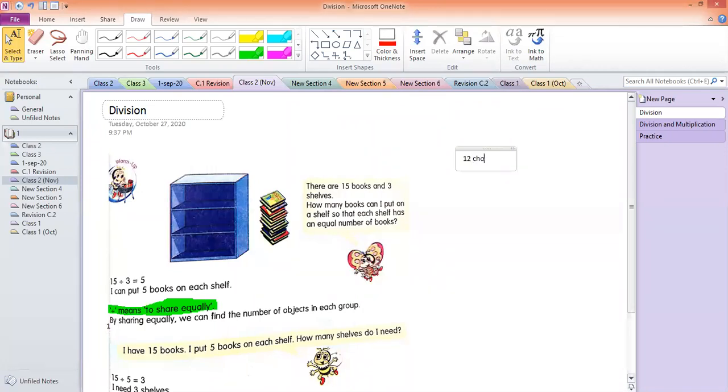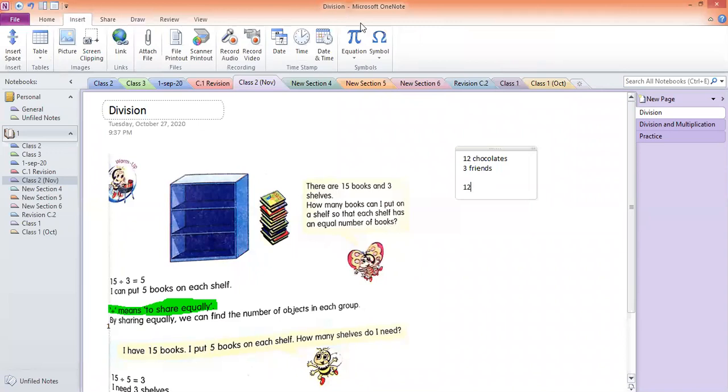12 chocolates. And how many friends? You have 3 friends. You want to give 12 chocolates to 3 friends, and you want to give in such a way that every friend should have an equal number of chocolates. So for that you have to divide. What will you do? You will divide. This is the sign of divide. 12 divided by 3. How will you divide? You will check the table of 3. How many times do you read the table of 3 in order to get 12?